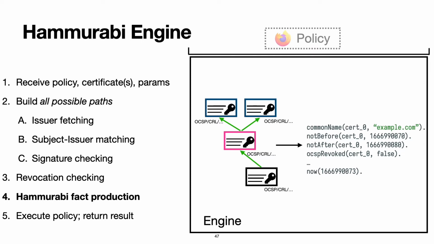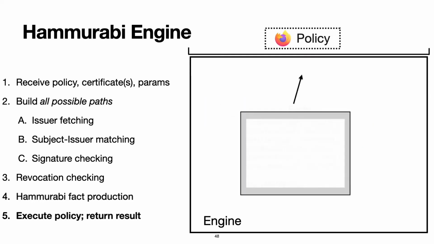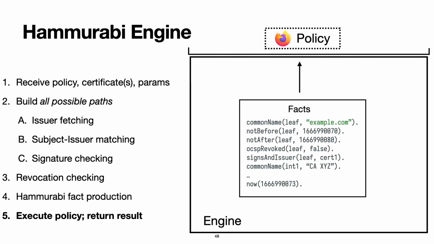Next, it converts all information derived from the tree, plus more information about the system, like the current time, into a set of logic program statements or facts. Finally, it executes the policy over the facts and returns the result. So we'll now examine the Hammurabi policies in detail.